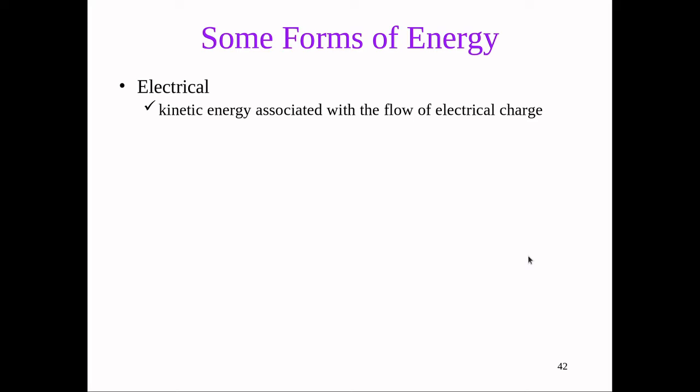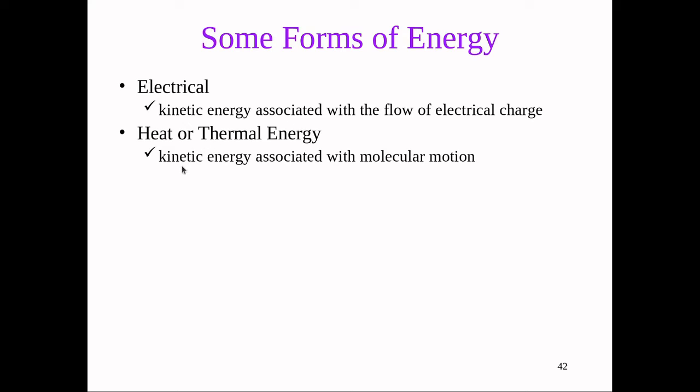There's some other forms of energy. There's electrical energy. This is actually a kind of form of kinetic energy associated with the flow of electrical charge. Okay, so we're going to learn later that there are subatomic particles called electrons, and they flow, they have a movement. Their kinetic energy is what we call electrical energy.